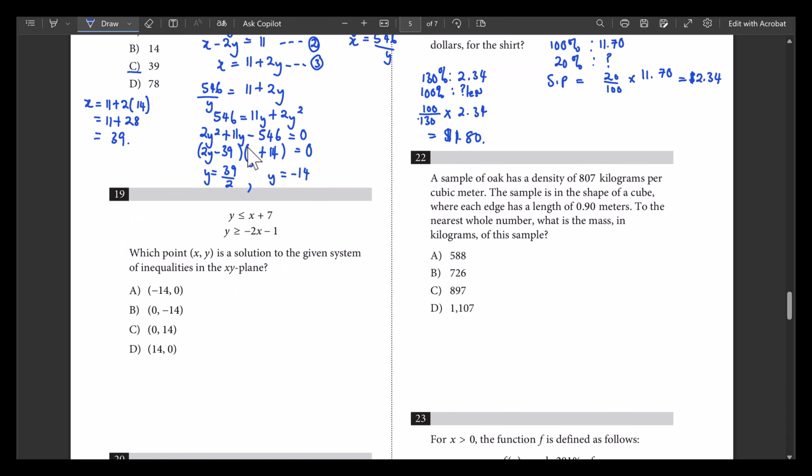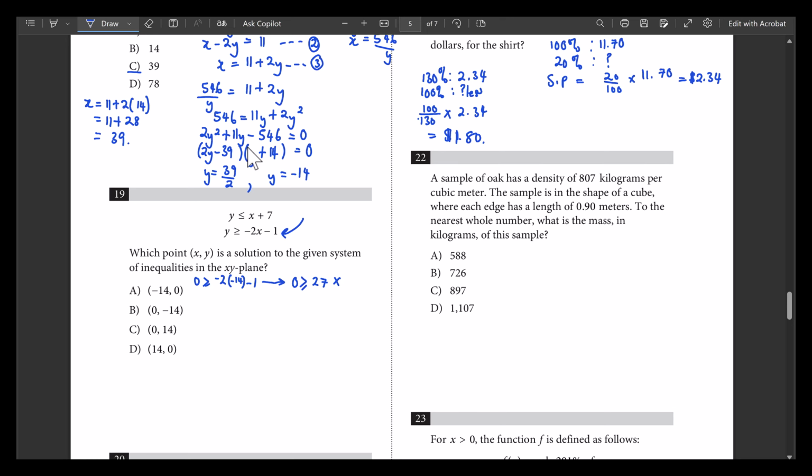Number 19, which point XY is a solution to the given system of inequalities in the XY plane? I'm going to use the options that we have been given and substitute them into the inequalities above. Starting with inequality number 2, option A, we have 0 is greater than or equal to negative 2 times negative 14 minus 1, and we get our final answer as 0 is greater than or equal to 27, which is incorrect. 0 is not greater than 27.